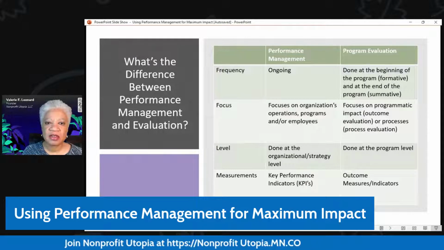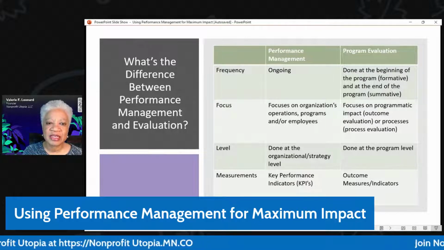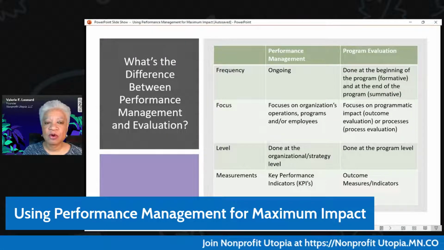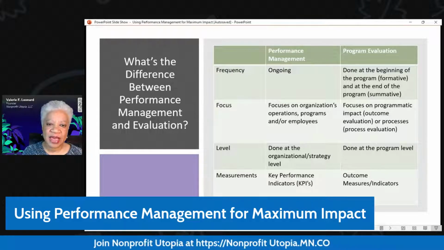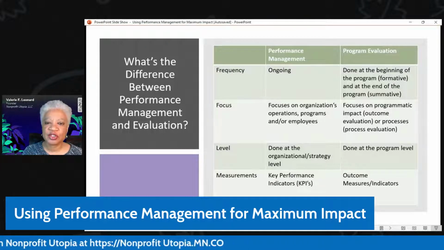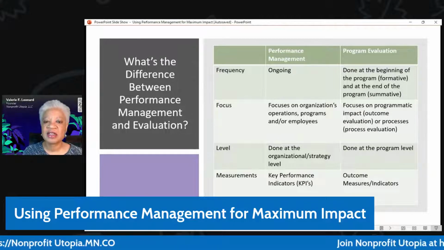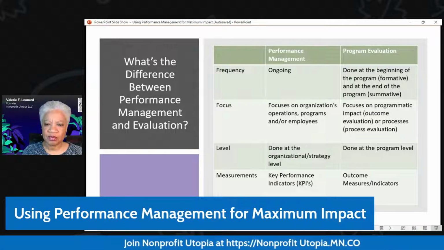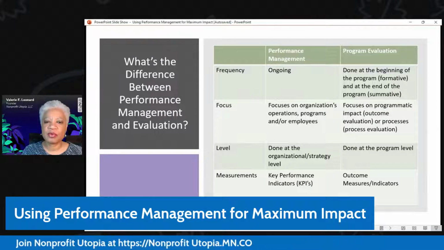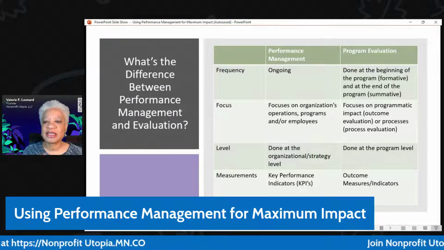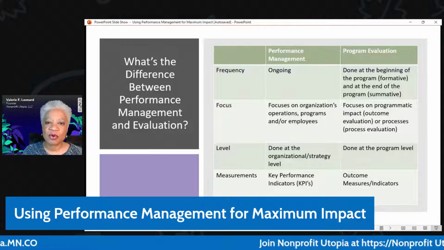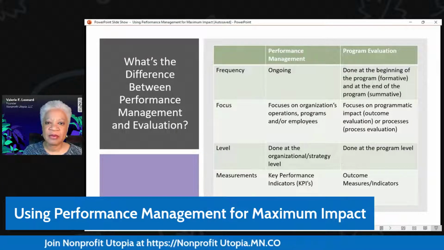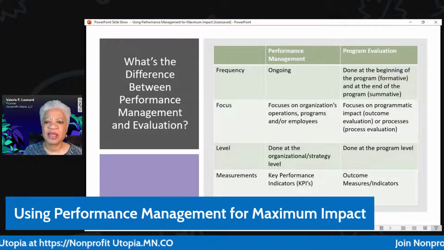So often, we use some of these measurements interchangeably, regardless of whether we're talking about an evaluation system or performance management. And I just thought I would share this chart so that we can clarify the differences between performance management and program evaluation. So when we look at the frequency, program evaluation usually takes place at the beginning of a program, after you've had about a month or two to collect data to see where the program is working and where it needs tweaking, and that's usually called a formative evaluation.